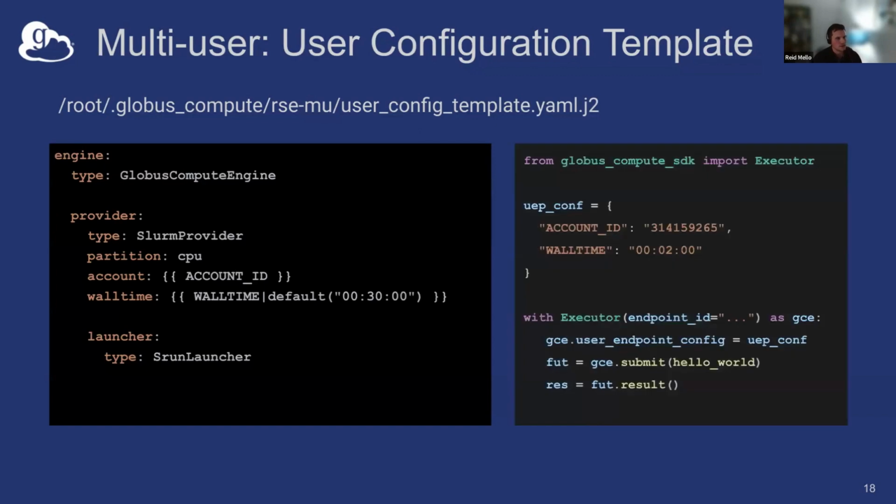And then on the user side, this is more or less what it would look like. I'm going to get my executor and specify my user endpoint config. I have my account ID and wall time here, and then submit that. I define this user endpoint config attribute and then submit the function. On the other side, we'll launch a new user endpoint process within user space that applies the variables I'm submitting to this template.